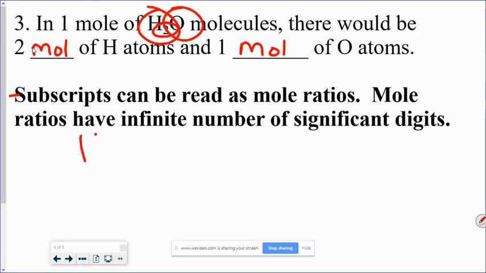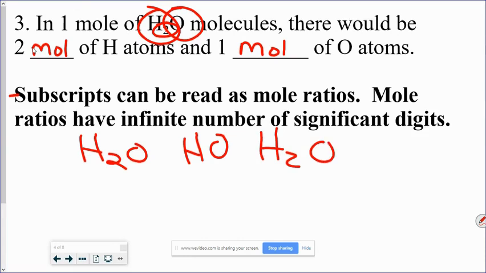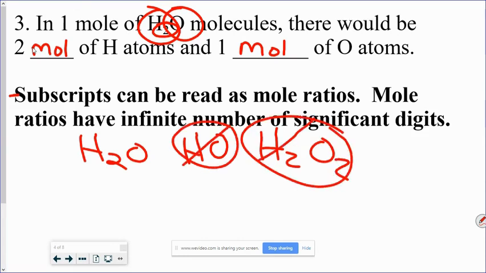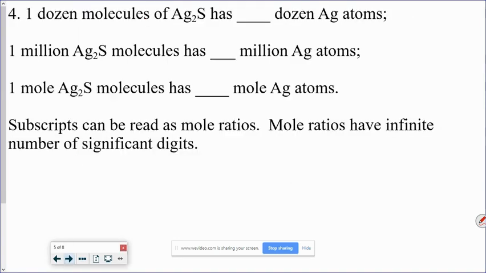So water is H2O. It's never just HO or H2O2. That's no longer water. So it's always that ratio.